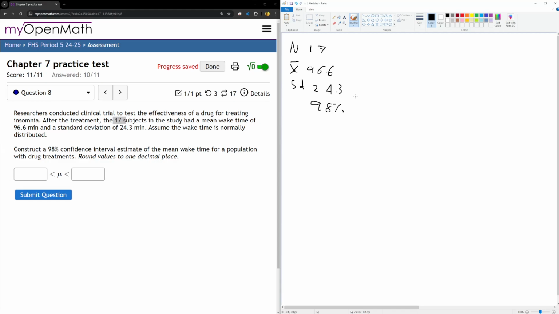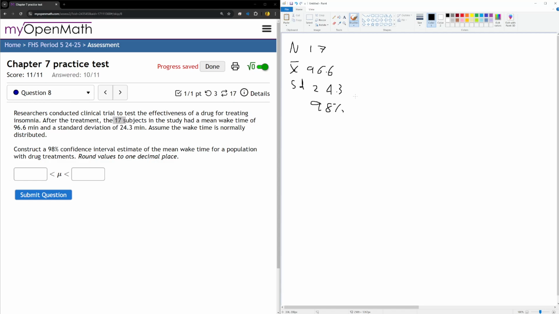Grab your calculator. Second, stat. I lied. Stat. Tests. Down to number 8 where it says T interval. Click it. You're going to get the option between data and stats. You're going to click stats. And you're going to fill things in as I did.